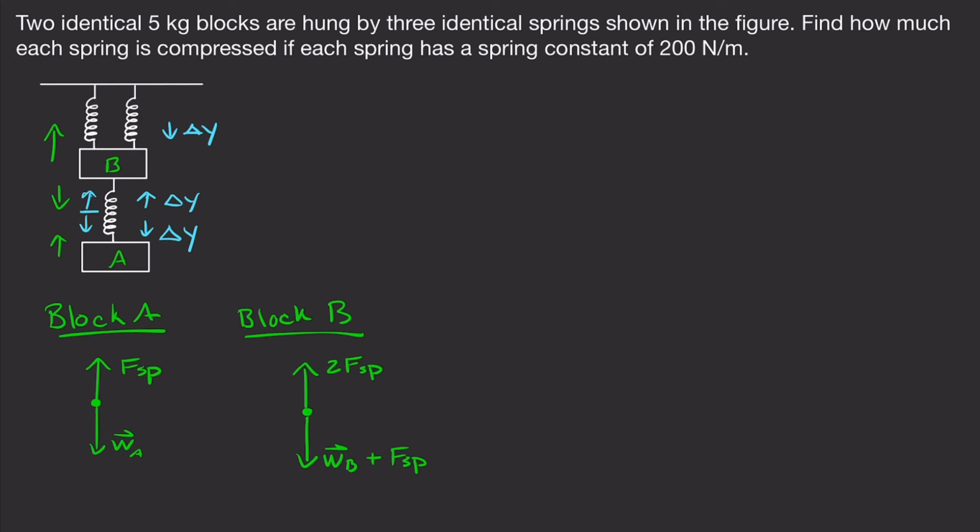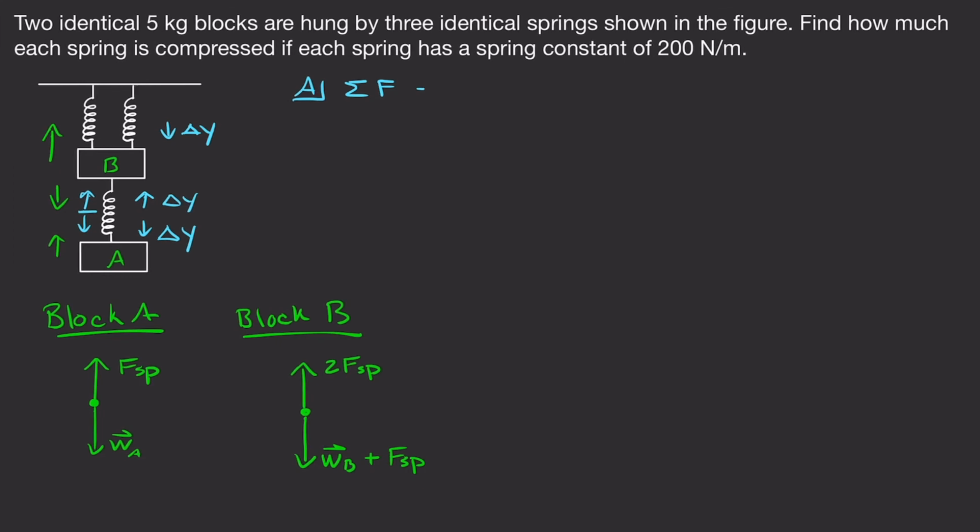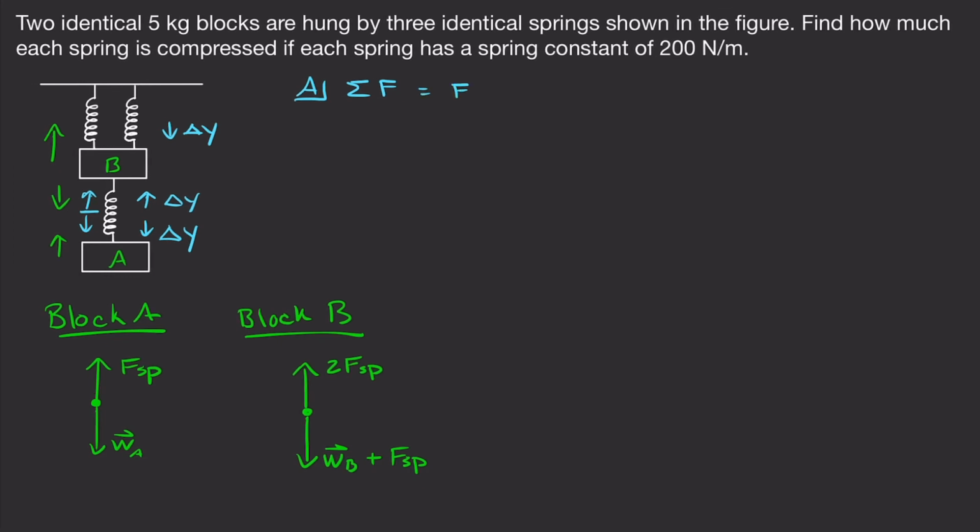Okay, so if that takes a little bit, go back through that and make sure that makes sense and you get the directions right. And so now I'm going to start with block A, and I'm going to start summing up my forces. In this case, we're only working in the Y direction, and block A only has 2 forces, so it's the easiest to start with. So we have a spring force that is positive or straight up, and we have the weight of block A. Actually, I'm just going to put the weight since they're identical 5 kilogram blocks.